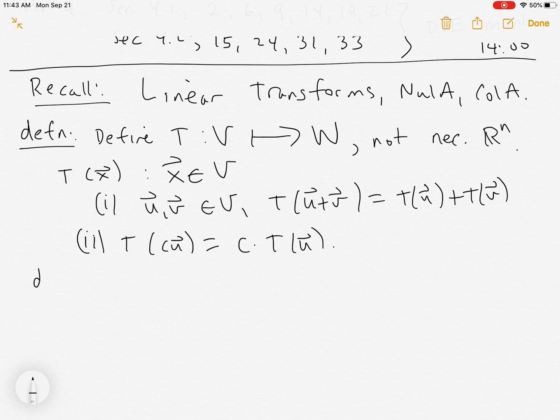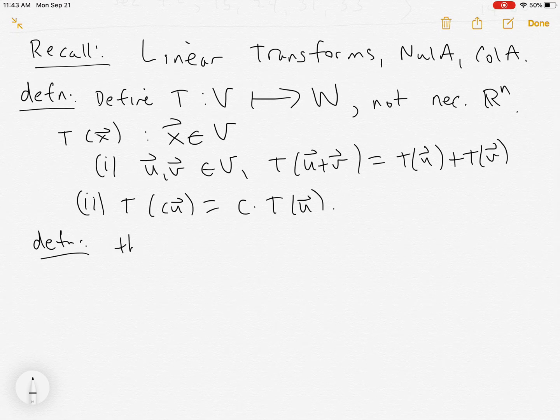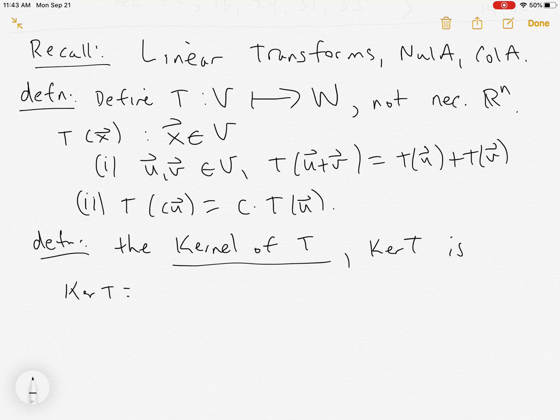We define a new term, the kernel of T, which is denoted ker T, is the set. I'm gonna do this right. So the kernel of T are all the vectors in V that map to the zero vector. So T of U equals the 0 vector, and this 0 vector is in W.